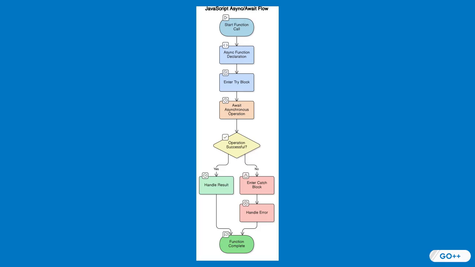Then came Async Await, introduced in ECMAScript 2017, which revolutionized the way we write asynchronous code. It builds on promises, offering syntactic sugar to make asynchronous code appear synchronous. Functions declared with the async keyword return a promise, and within these functions, the await keyword pauses execution until a promise resolves. This not only simplifies sequencing operations, but also enhances error handling through try-catch blocks. By understanding async await, you can write code that's both efficient and easy to maintain.